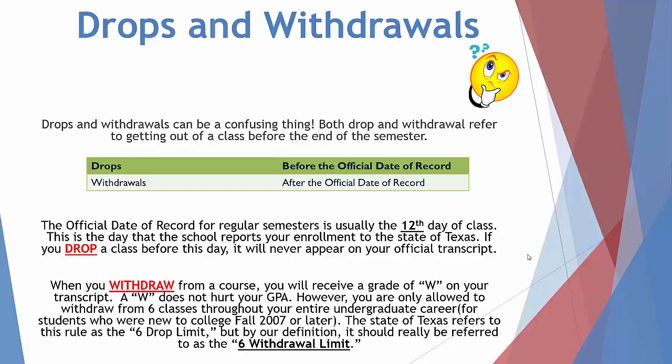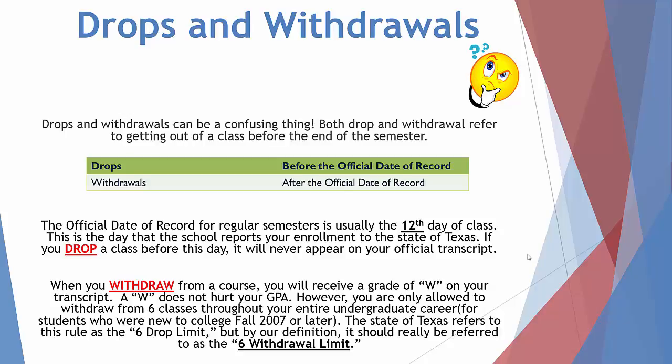Drops and withdrawals can be a confusing thing. Both drops and withdrawals refer to getting out of a class before the end of the semester. Drops occur before the official date of record, while withdrawals take place after the official date of record. The official date of record for regular fall and spring semesters is usually the 12th day of class. This is the day that the school reports your enrollment to the state of Texas. If you drop a class before this day, it will never appear on your official transcript.